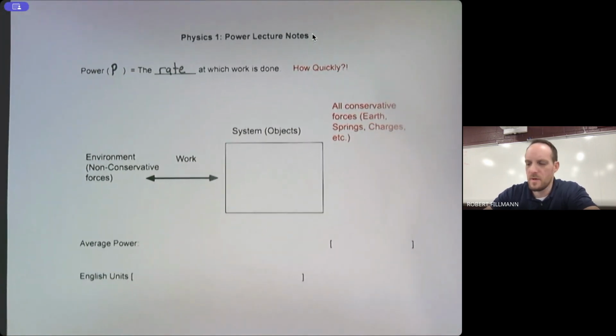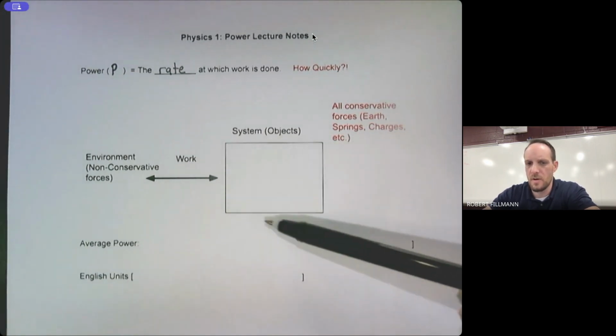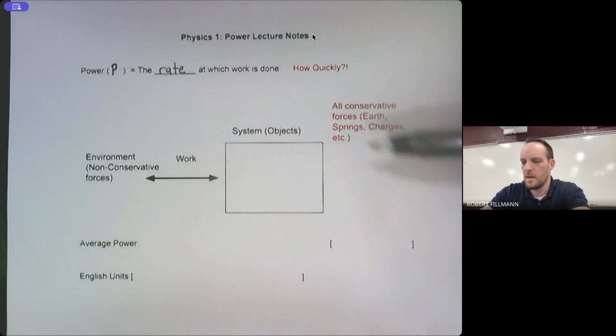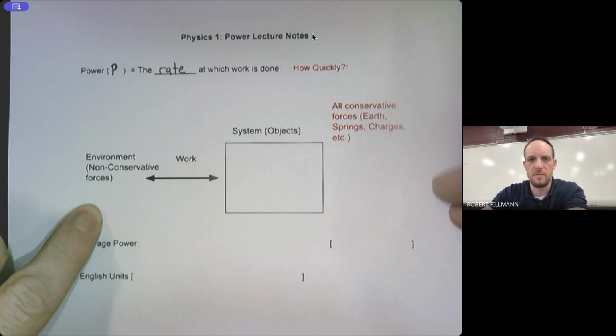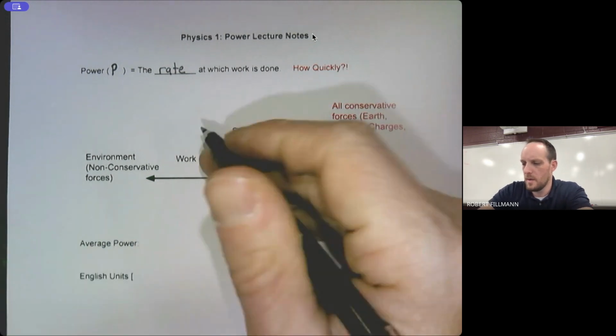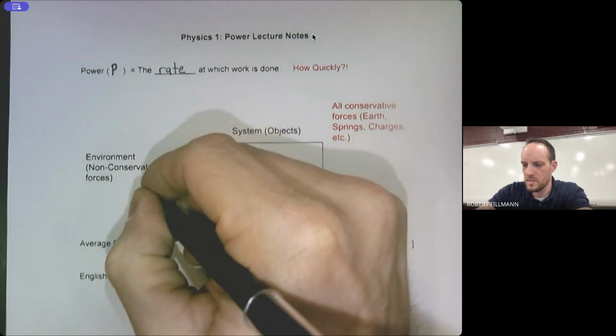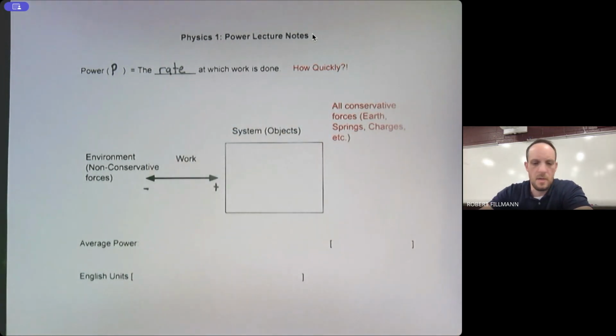Going back and reviewing our basic idea, we draw an imaginary box around an object or collection of objects. We make that our system. Our strategy is that if there's anything that has a potential energy associated with it, a conservative influence like gravity or the force from a spring or a charge, we bring that into the system. And then my non-conservative forces are in the environment, and they're able to do work. And work is a two-way street. It can be adding energy to the system, or it could be subtracting energy from the system.